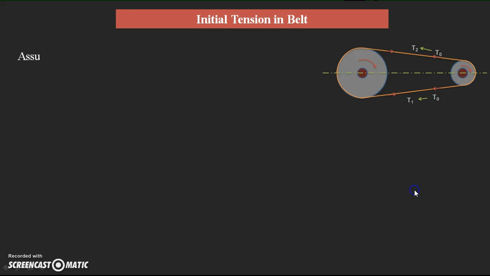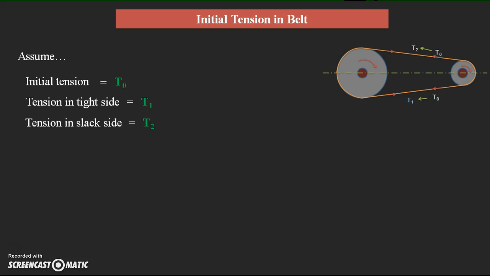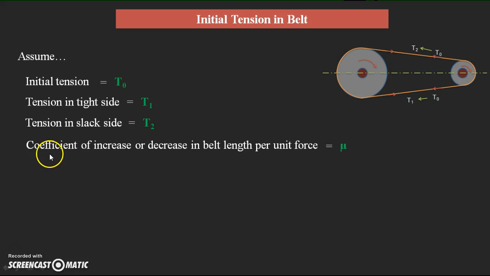First assume the initial tension in the belt as T naught, already represented on the diagram, the tension on the tight side is T1, and the tension on the slack side is T2. Again, the coefficient of increase or decrease in the belt length per unit force, meaning how much increase or decrease takes place according to the tension variation, we consider as mu. With the help of this mu, we will find the increased length and decreased length.